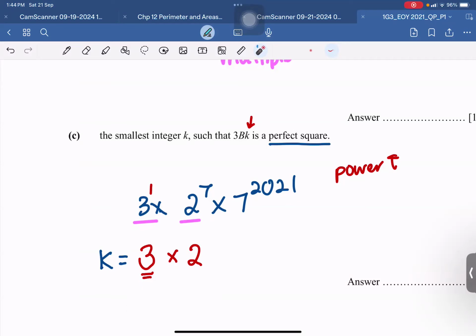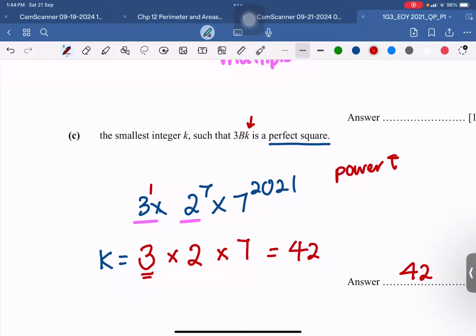Okay. Then next one, this one is an odd number, it's not an even power, it's not a multiple of 2. So again, I multiply with one more number, factor 7, to make it become 7 to the power 2022. So what is the k that I have multiplied? It's this number, 3 times 2, 6, 6 times 7, 42. So in this case, the answer is 42.